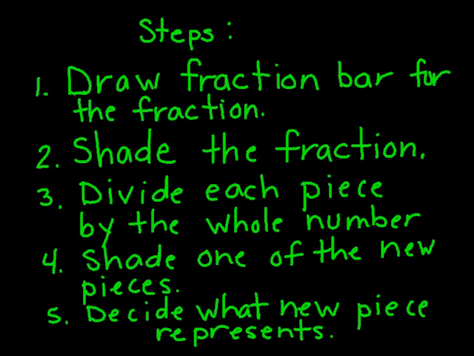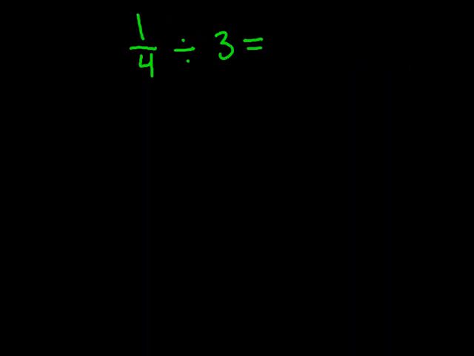Here are the steps that we did in the previous problem to divide a unit fraction by a whole number. We drew the fraction bar for the actual fraction, which was the 1/2. And we shaded the fraction. Then we took our whole fraction and we divided each piece by the whole number, which was 2. And we shaded only one of the new pieces. And then we decided what the new piece represented. So let's do 2 more examples.